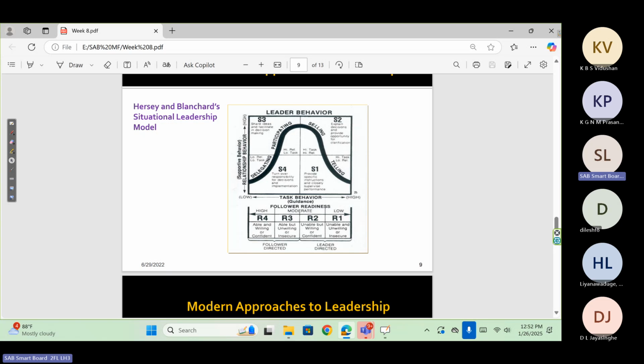The situation should be considered based on the XY theory presented by McGregor. We noted that earlier. Here, situation means identifying the followers' readiness level. Readiness level can be considered with three main behavioral characteristics of the follower. One is the followers' ability to do the task. Second is their motivation or willingness to make an effort to do the task. Third is their confidence level.